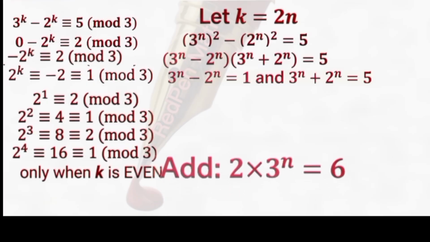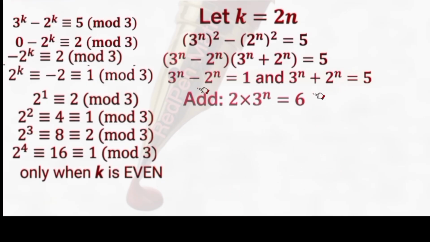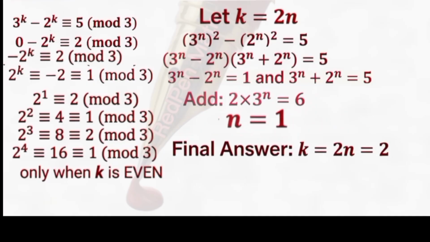Add these two equations together, and the 2 to the power n terms cancel out. We get 2 times 3 to the power n equals 6, which means 3 to the power n equals 3. So n equals 1. Final answer. Since k equals 2n and n equals 1, therefore k equals 2. And there's your mathematical proof. This is the kind of elegant solution that gets you full marks in your exams.